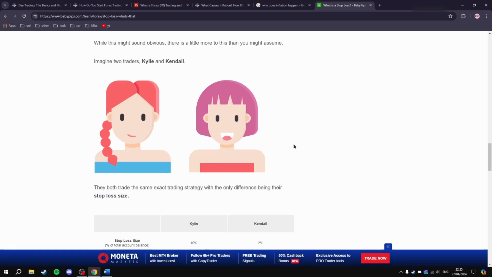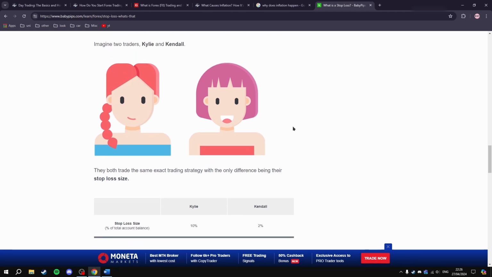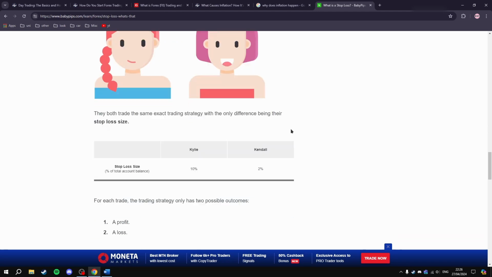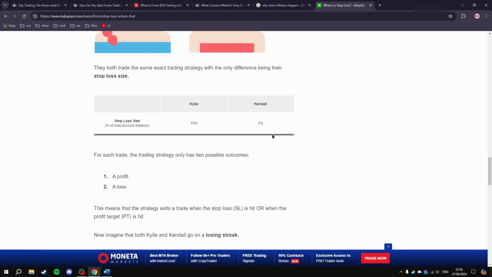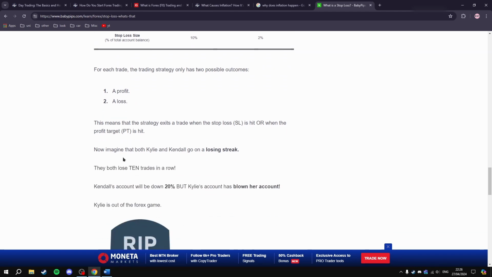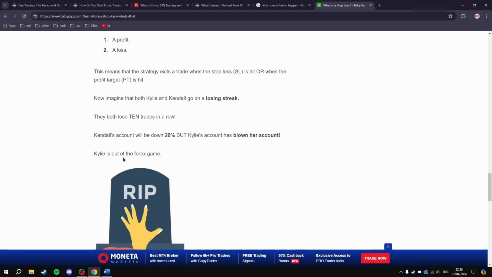While this might sound obvious, there's a little more to this than you might assume. Imagine two traders, Kylie and Kendall. They both trade the same exact trading strategy, with the only difference being their stop loss size. Stop loss size, as a percentage of total account balance: Kylie uses 10% while Kendall uses 2%. For each trade, the trading strategy only has two possible outcomes, a profit or a loss. This means that the strategy exits a trade when the stop loss is hit or when the profit target is hit.